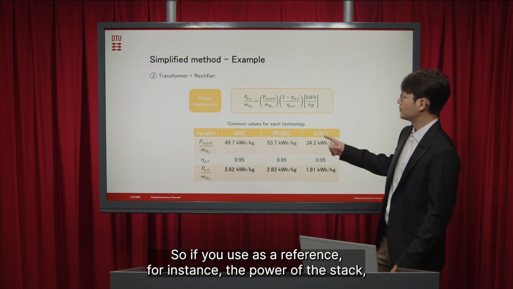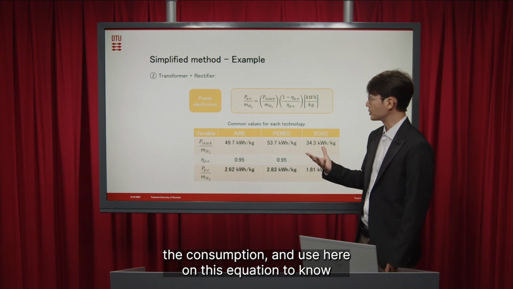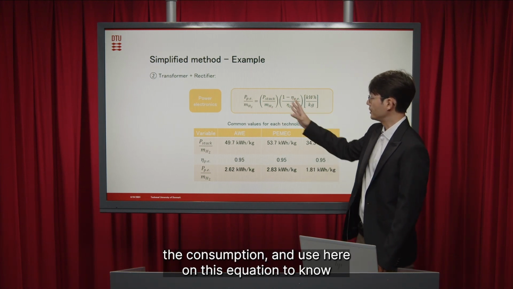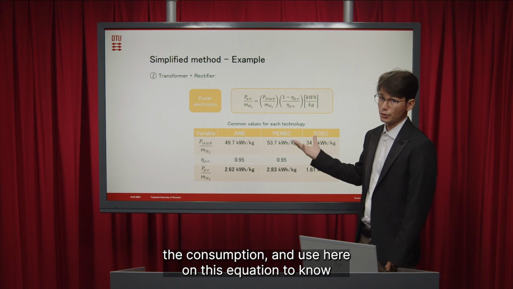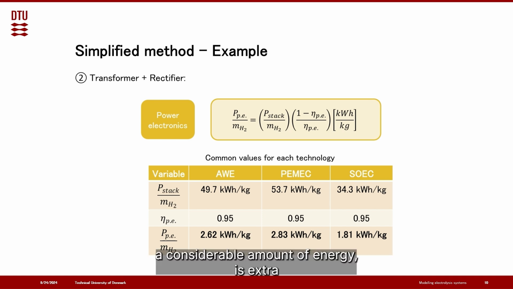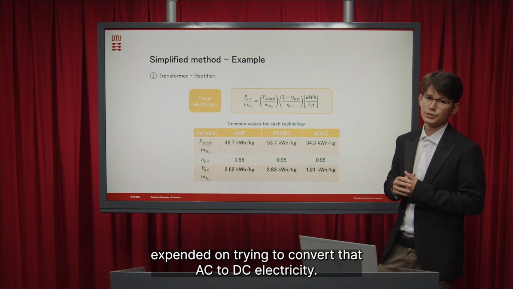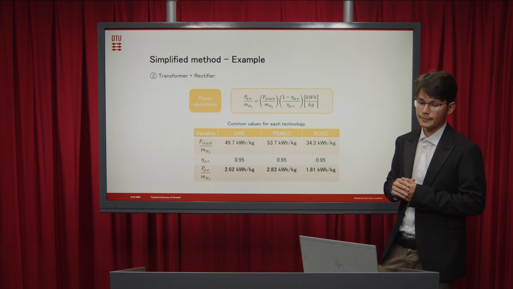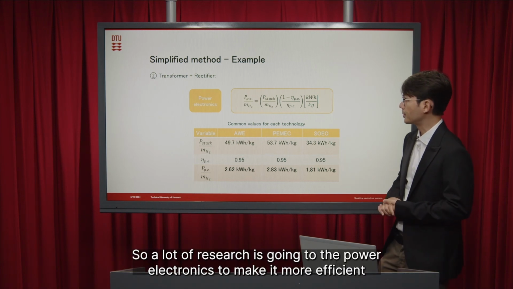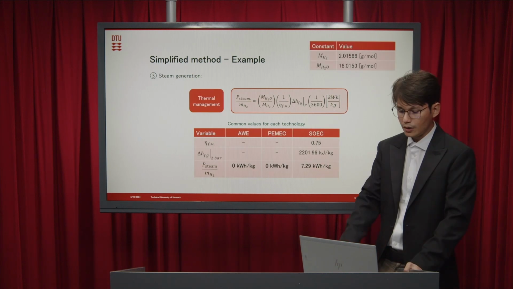So if you use as a reference, for instance, the power of the stack, the consumption, and use this equation, for instance, to know how much would be consumed in the power electronics, you're going to see that a considerable amount of energy is extra expended on trying to convert that AC to DC electricity. So a lot of research is going into the power electronics to make it more efficient, more cost efficient.